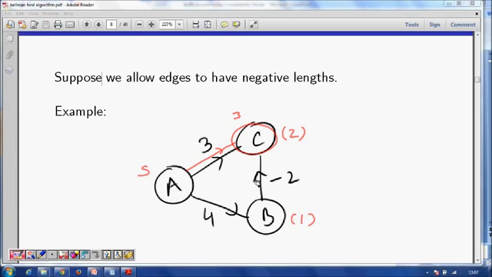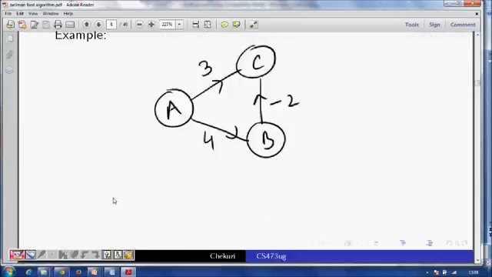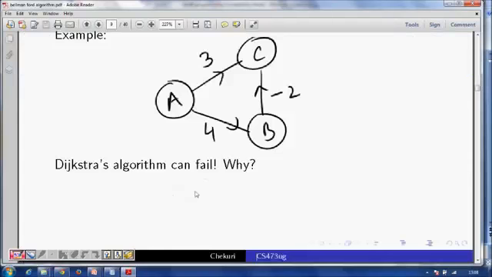Okay, but let's try to see. This is a directed graph, so I cannot reach A from here. So C will be 4 minus 2, that is 2, but B will be 4 only, because I cannot travel from C to B, since it's a directed graph. So now let's try to see further. So Dijkstra's algorithm can fail.